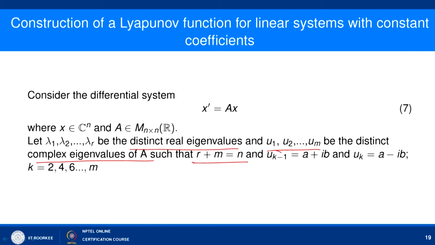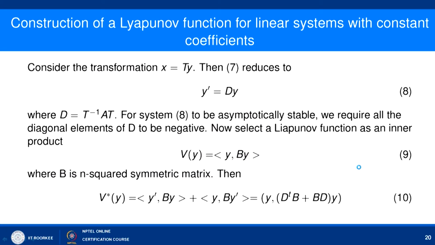Since these are complex eigenvalues, we define u(k-1) as a plus ib and uk as a minus ib. So, it means that lambda 1 to lambda r are real eigenvalues and u1 to um are complex eigenvalues coming in pairs. We define u(k-1) as a plus ib and uk as a minus ib for k equal to 2, 4, 6 and so on. So, here A has eigenvalues, which we have obtained here. Now, we consider the transformation x equal to Ty.